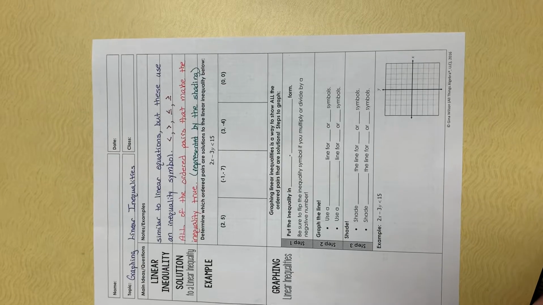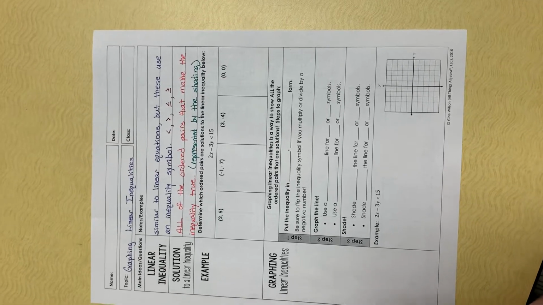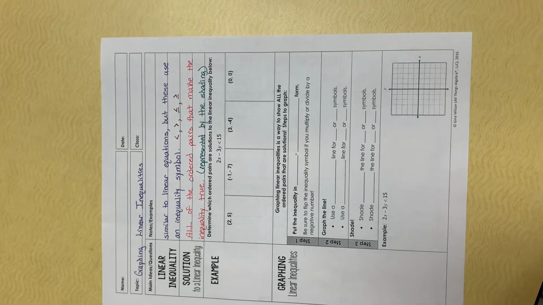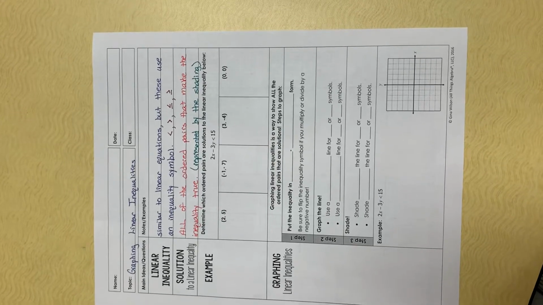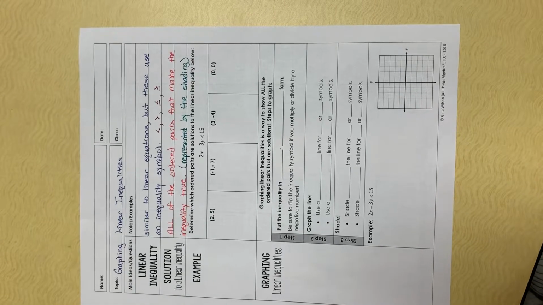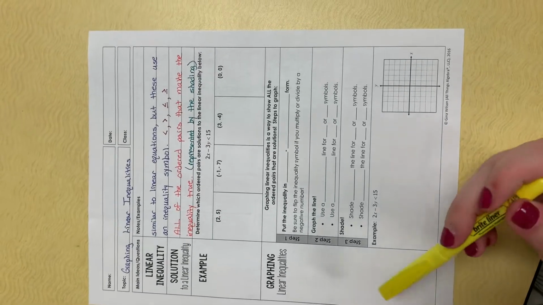So today we're going to start graphing linear inequalities. We've been graphing linear equations, and you all know that those are solid lines on a coordinate plane represented in slope-intercept form or standard form. So the only thing really changing is that now we go to linear inequalities, okay?